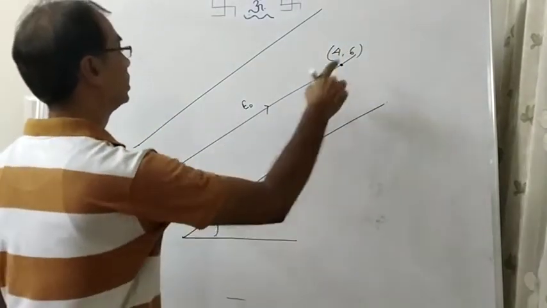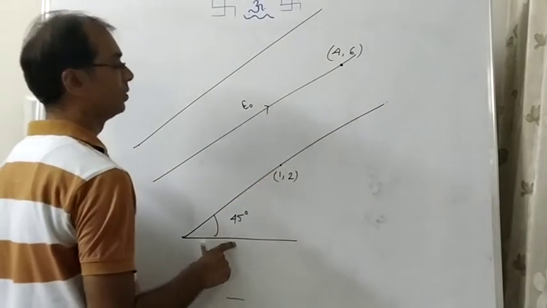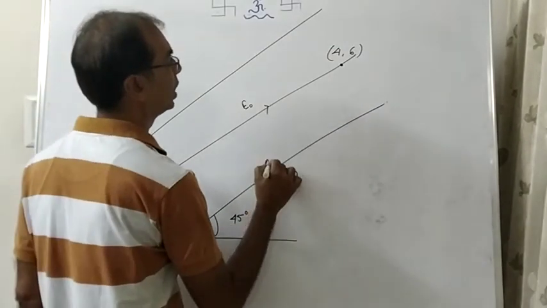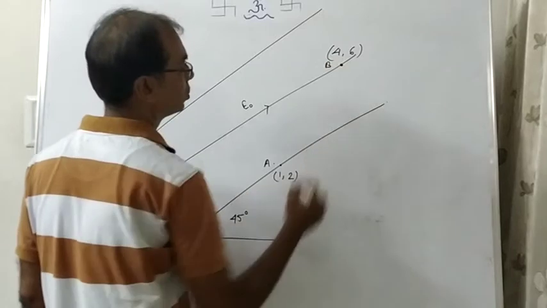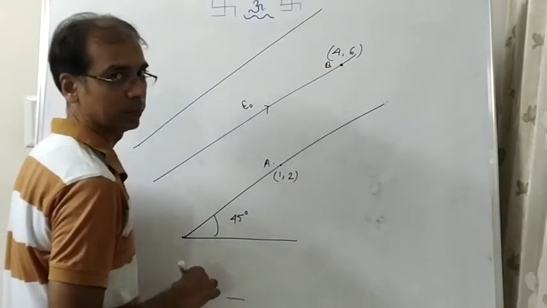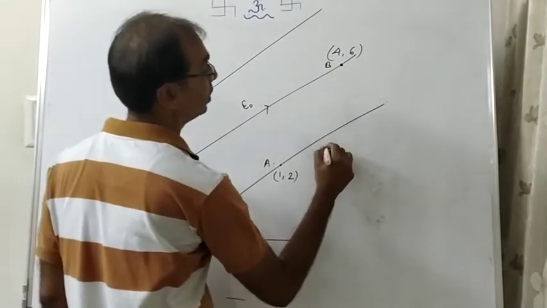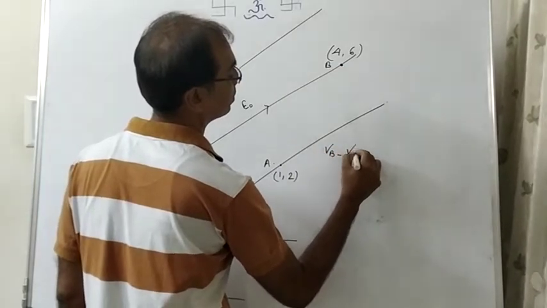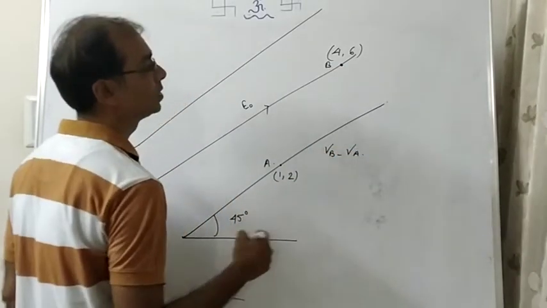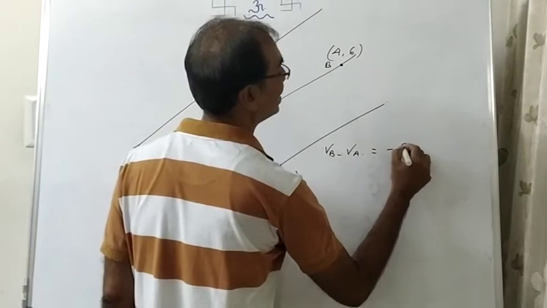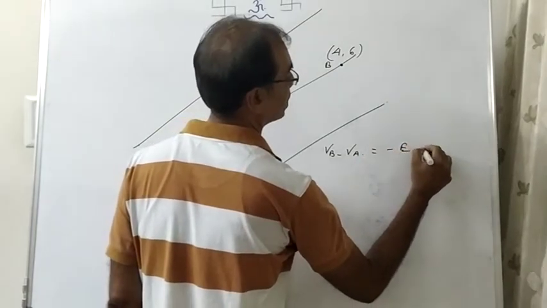Electric field is given like this, making 45 degrees with x-axis. A point A is here and a point B is here. So I have to find potential difference between these two. I want to find VB minus VA, and VB minus VA actually is what? Minus E dR or minus E delta R.